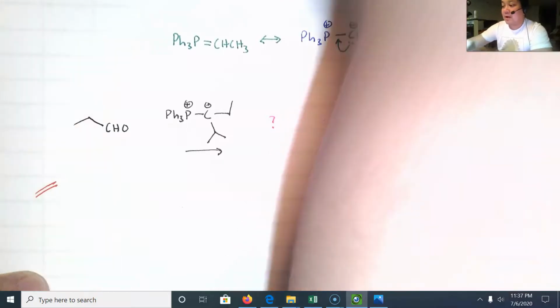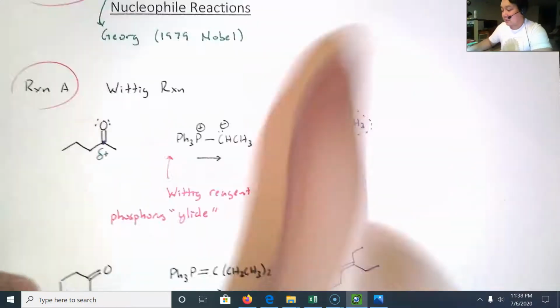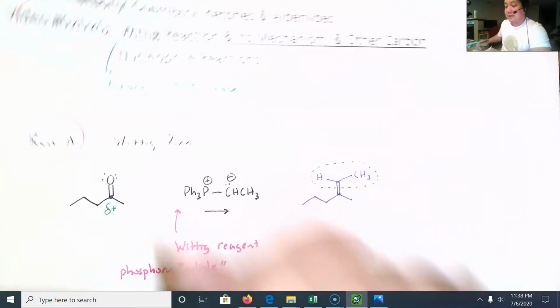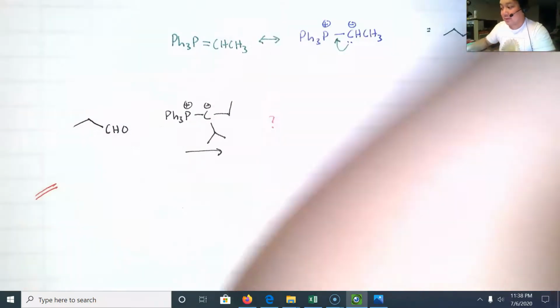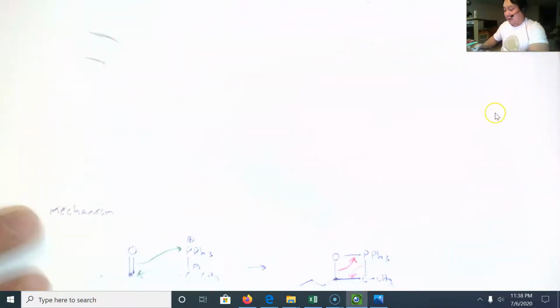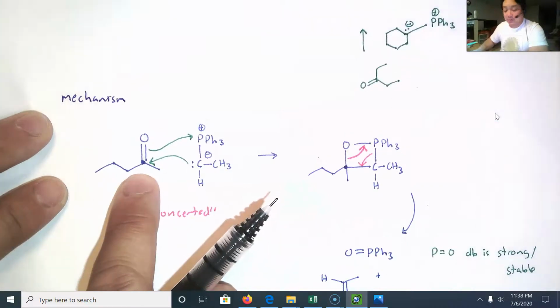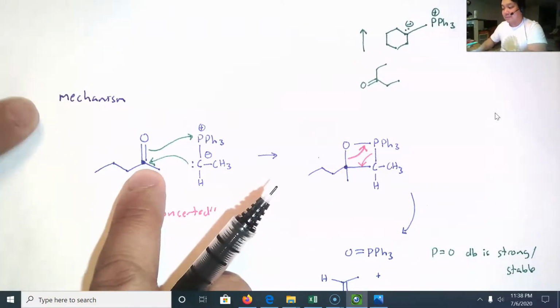But there are other ways to make a carbon-carbon bond, and we're going to look at other carbon nucleophiles and how they react with carbonyl groups. Essentially, that's what we had. We had the Wittig reagent interact with the carbonyl group through the carbon of the carbonyl.